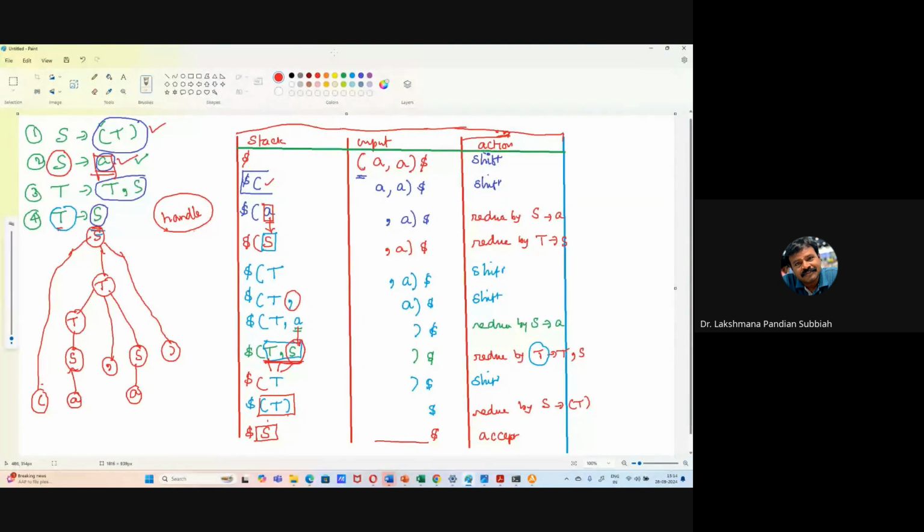So you are having a substring. The substring that is matched with the right hand side of any one of the production rules is called a handle. The 2 marks question they may ask: what is handle? So the handle is, in shift reduce parsing, on the top of the stack, we are having a substring. The substring is fully matched with the right hand side of any one of the production rules. Then the substring is called handle.